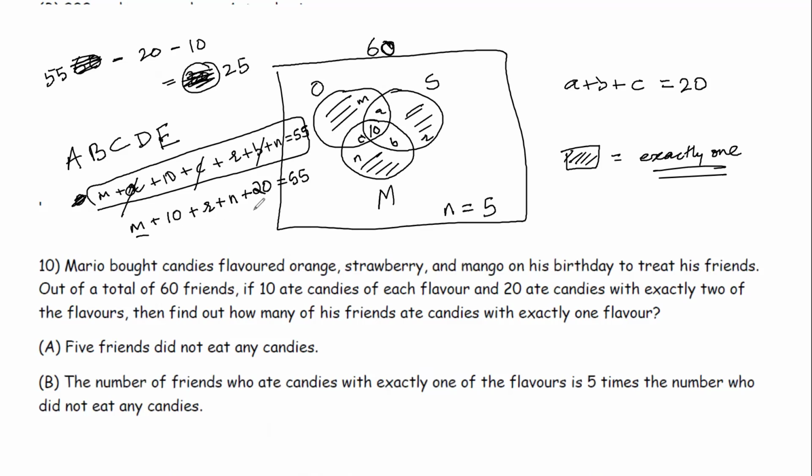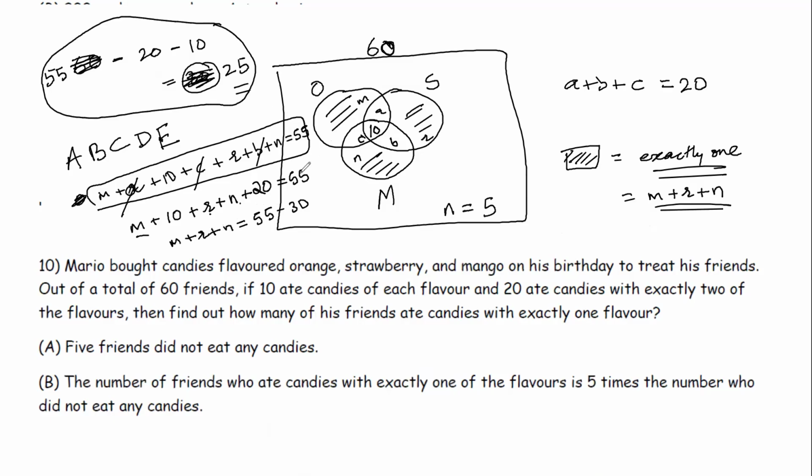Now, what is M plus R plus N? That is the exactly one part, and that's what we need to find out. So M plus R plus N is equal to 55 minus 30, and that is 25. So we got 25 as the answer. I was just explaining this one calculation by using variables. So A answers, B, C, and E are out. So it's either D or A.